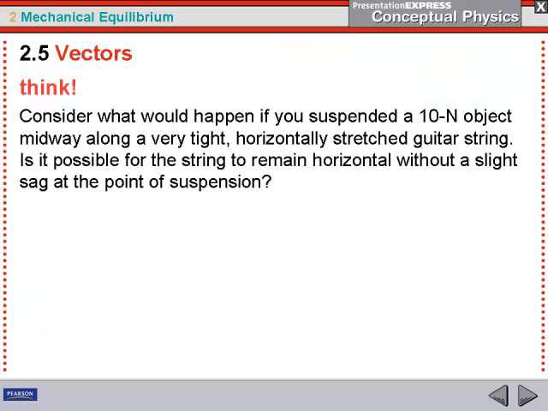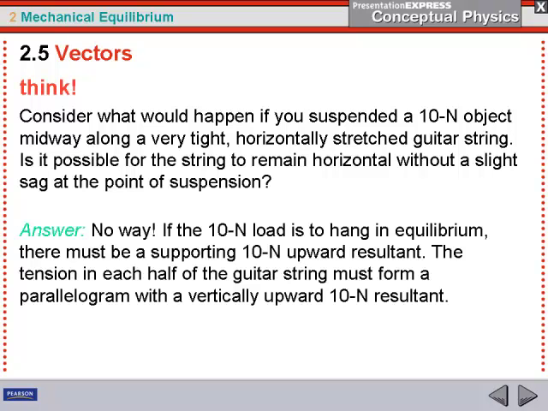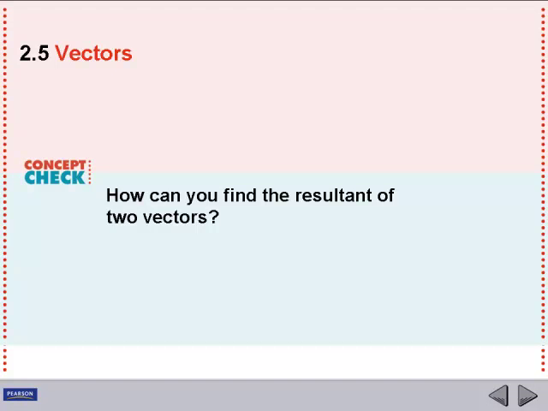Consider what would happen if you suspended a 10 Newton object midway along a very tight, horizontally stretched guitar string. Is it possible for the string to remain horizontal without a slight sag at the point of suspension? No way. If the 10 Newton load is to hang in equilibrium, there must be a supporting 10 Newton upward resultant. The tension in each half of the guitar string must form a parallelogram with a vertically upward 10 Newton resultant. How can you find the resultant of two vectors?